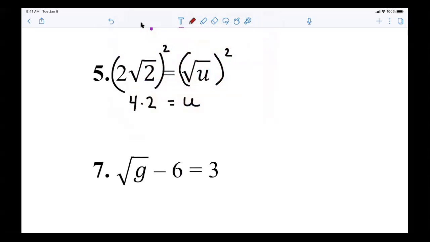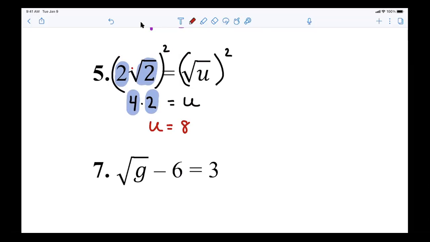So let's review. If I square 2, what does that become? 4. And if I square the square root of 2, that becomes a what? 2. Now what holds these operations together? Multiplication. So that's why the answer is u equals 8. All right, u equals 8. Now's the time to speak up if you're not sure about something.